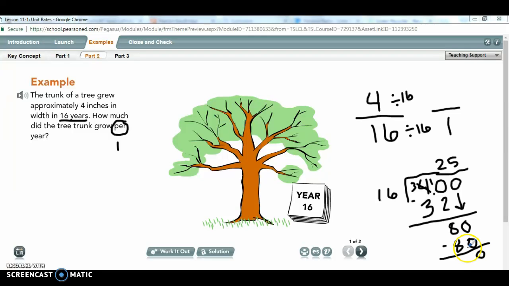And so we're done with our problem as far as the numbers. Then we look at this decimal point and we bring it straight up. So up here, we have a decimal point in our fraction, but that's okay. And what this tells us is that the tree will grow 25 hundredths of an inch in 1 year. So it doesn't quite grow a full inch yet, it grows 25 hundredths of an inch, or a quarter of an inch in 1 year.